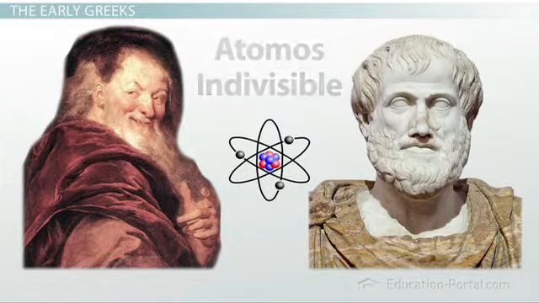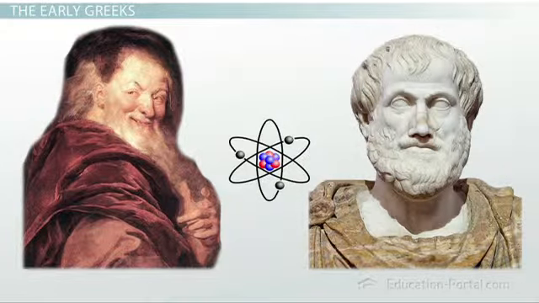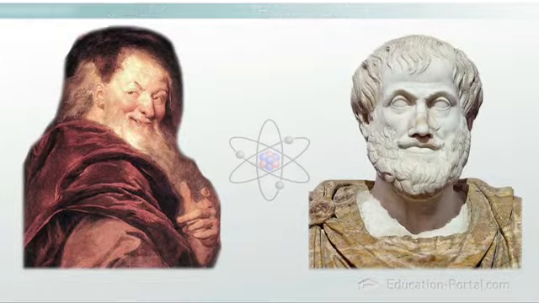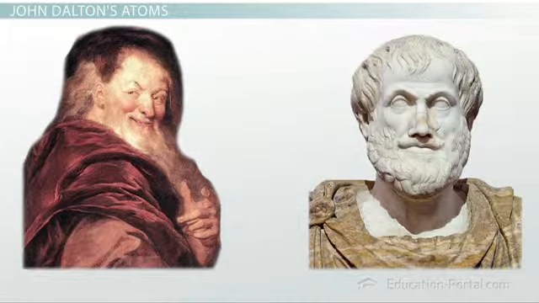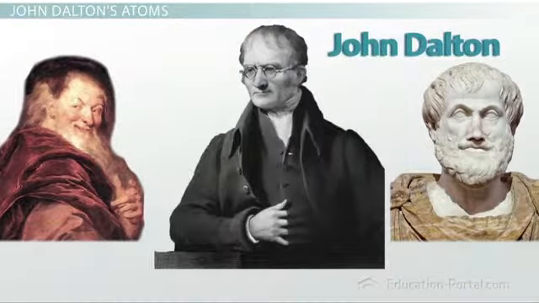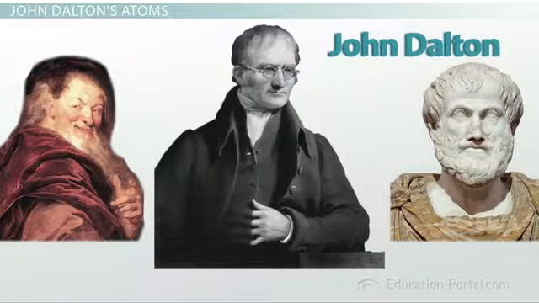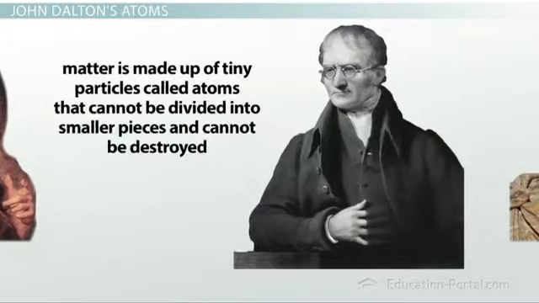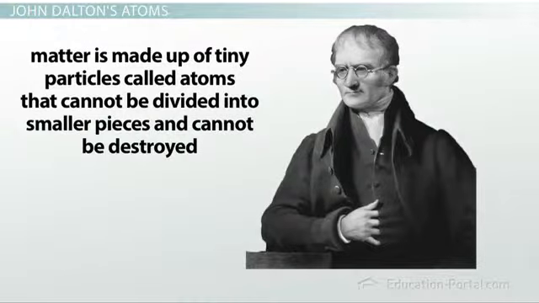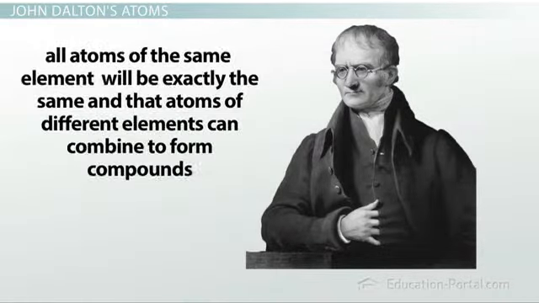So who was right? Aristotle was very convincing and did many experiments using the scientific method, so more people believed him. It wasn't till around 2,000 years later, in the early 1800s, when John Dalton came along and disproved Aristotle. Dalton went on to say that matter is made up of tiny particles called atoms that cannot be divided into smaller pieces and cannot be destroyed. He also stated that all atoms of the same element will be exactly the same, and that atoms of different elements can combine to form compounds.